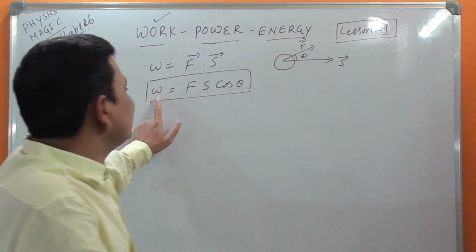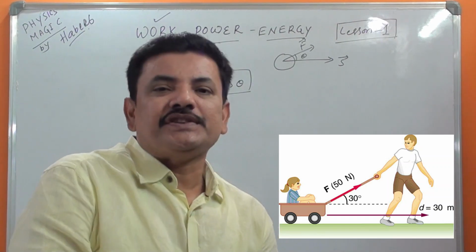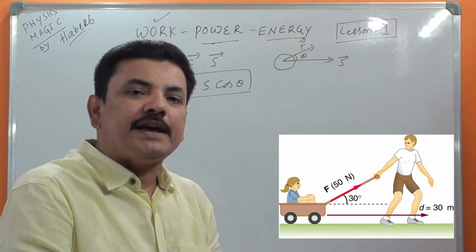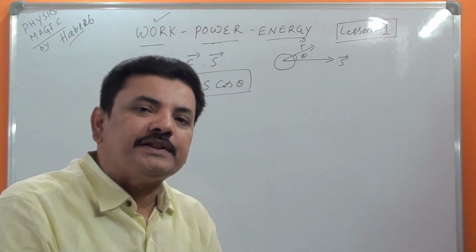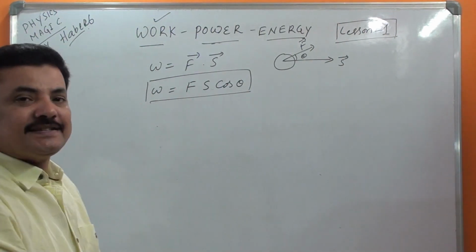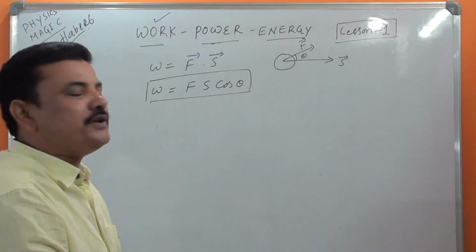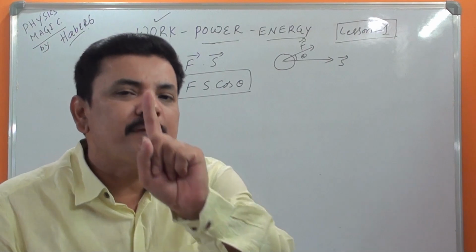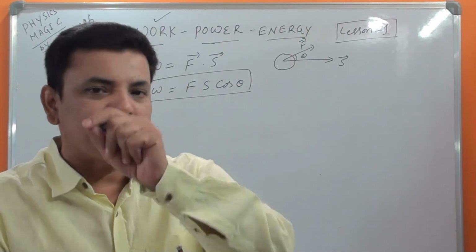Depending on theta, the work value is changing. Maybe F is not changing, S is not changing. The magnitudes are the same, the same force and the same displacement, but depending on the direction in which you apply the force, which plays a vital role, the value of W changes. This will 100% help you in your NEET exam. There are 3 cases basically: one is positive work, second is negative work, third is zero work.